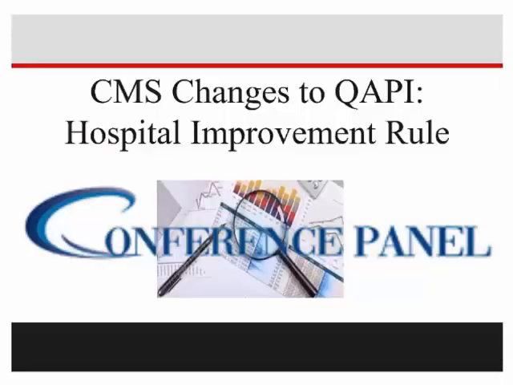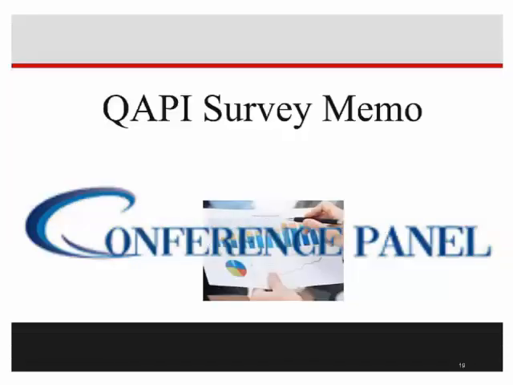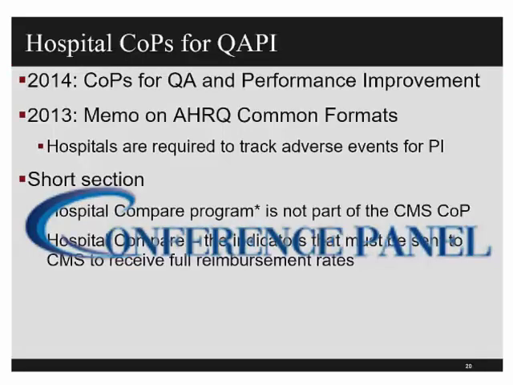I'm going to start talking about QAPI, again, Quality Assurance Performance Improvement. Every hospital has to do this. We used to call it just PI. Now they've added on QA. They made some changes through the Hospital Improvement Rule back in 2019. They'd also put out what's called a QAPI memo. Now this started back in 2013.